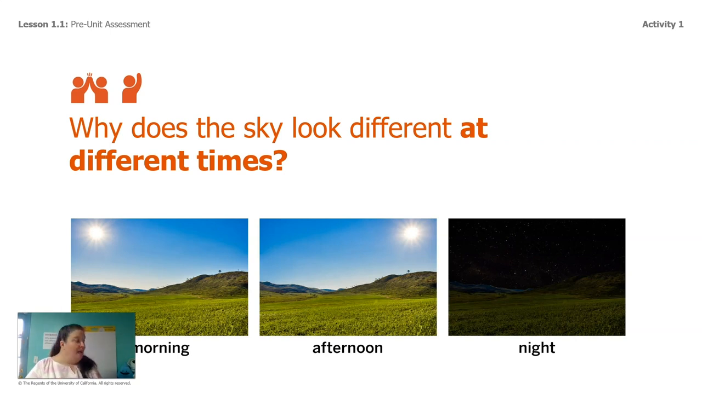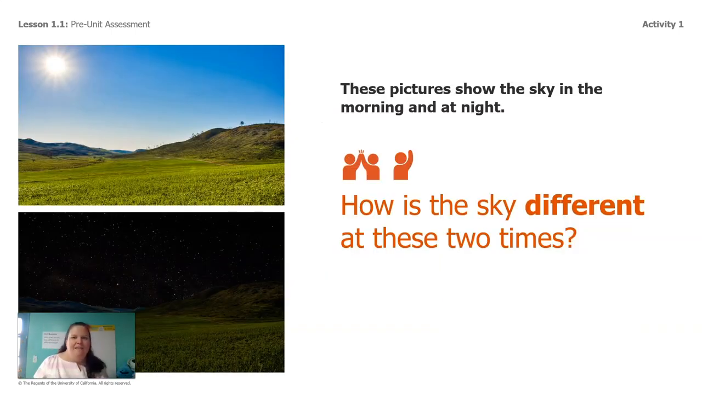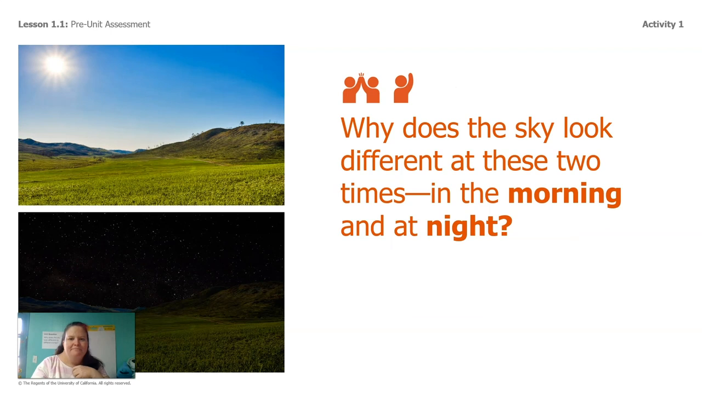You know what? This is a good time for you to talk to your partner. Can you tell your partner, just like I'm gonna tell Lavender, why you think the sky looks different at different times? Okay, great. Now, these are pictures that show the sky in the morning and at night. So how is the sky different at these two times? Now remember, this is just the question where I want you to say what you see in these pictures. How are they different? Now how about why? Again, talk to your partner. Why do you think the sky looks different in the morning and at night?